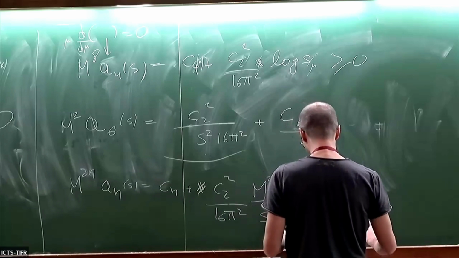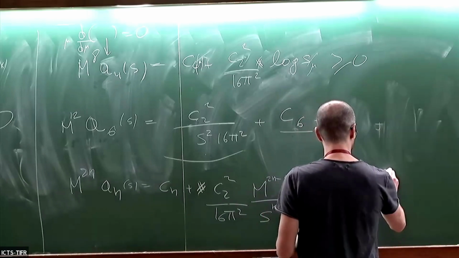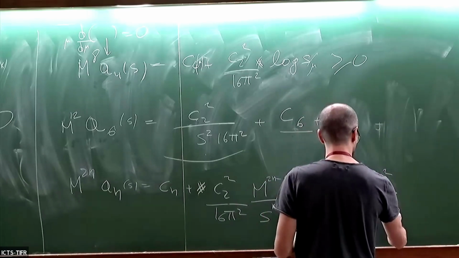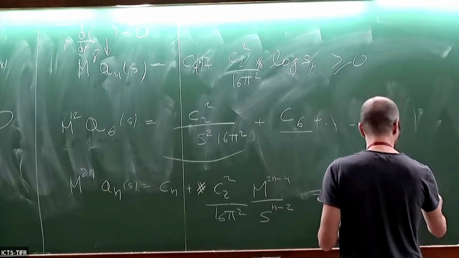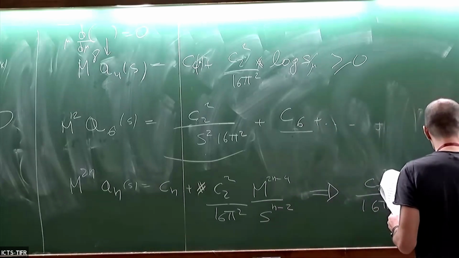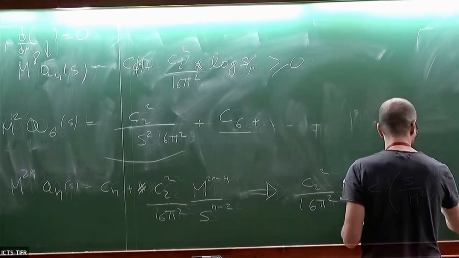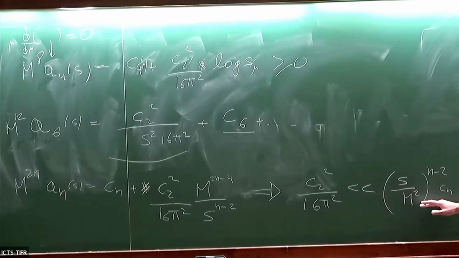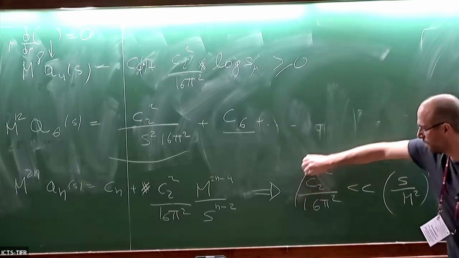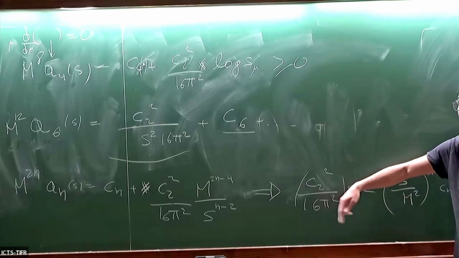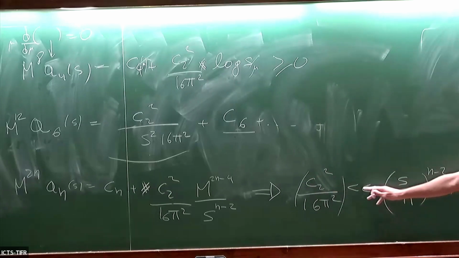So this gives me a condition. It gives me that C2 squared over 16 pi squared, my loop factor, must be small enough, then s over m squared to the power n minus 2. This might be true for the first few terms in the effective theory, but it cannot be true arbitrarily far. So you fix your theory, you measure this, for example. This is a small number, you can do loops. Good. Can it be smaller than this for any n?